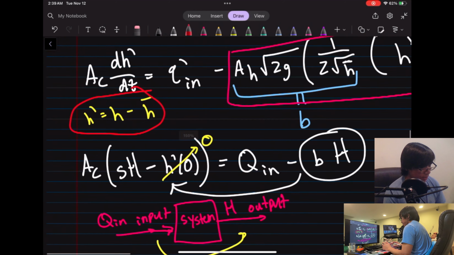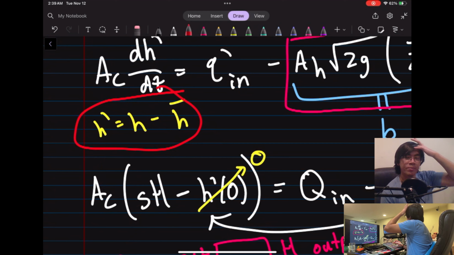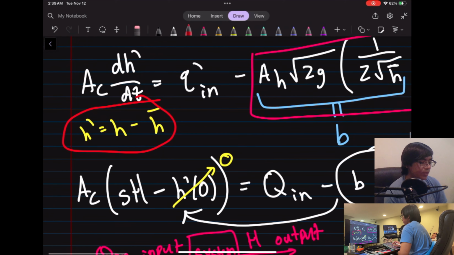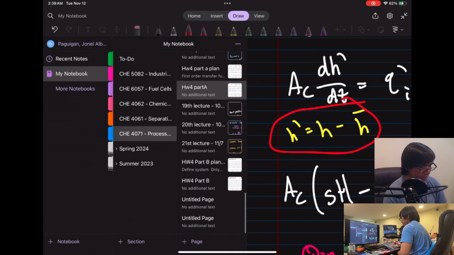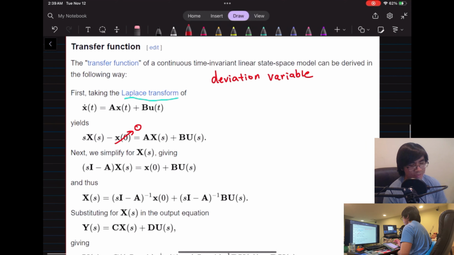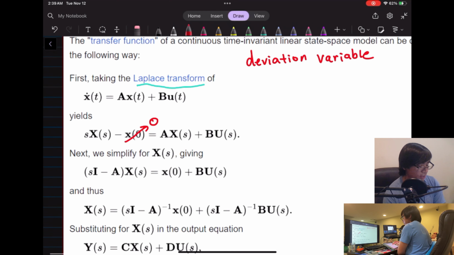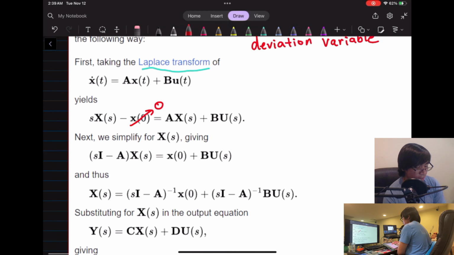So we use the apostrophe, or prime, to denote it was just h minus h bar, h minus the initial steady state. So deviation variables. We do those by subtracting the initial steady state. So when it is at steady state, it's essentially 0 when we take the Laplace. So this is pretty much what we did in the previous video.